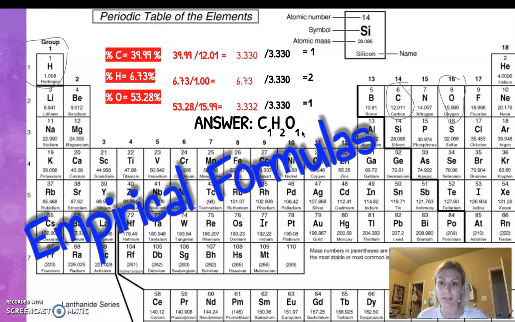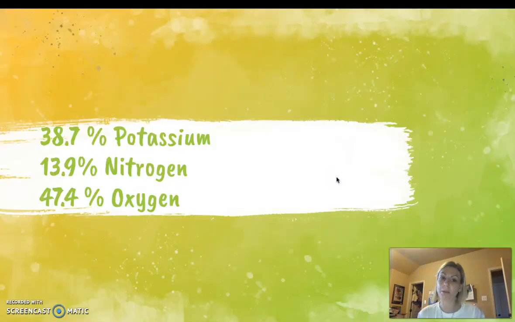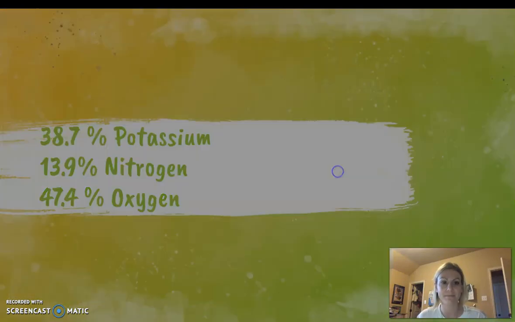So we're going to practice doing two problems. I encourage you to use scratch paper, whatever you have around you, to show your work. Our first problem we're going to do is 38.7% potassium, 13.9% nitrogen, and 47.4% oxygen. I would like you to calculate the empirical formula from these percent compositions.